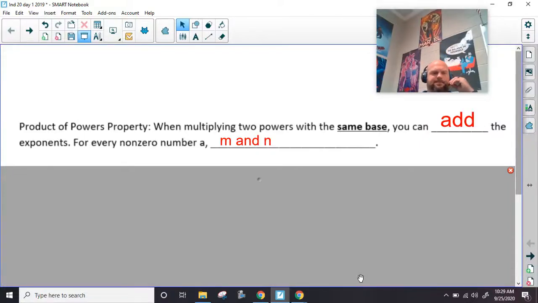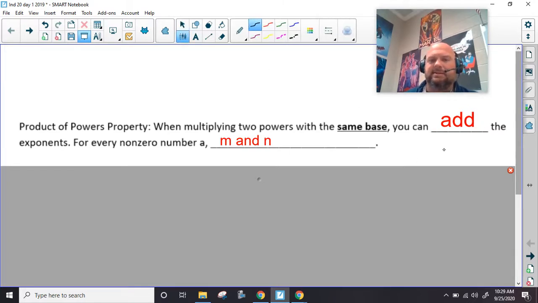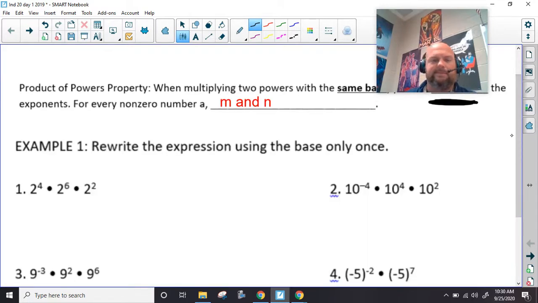All right, so today we're going to go over some properties of exponents. Basically, when you're multiplying two powers with the same base, that means the same big number, you can add the exponents for every non-zero a, m, and n. Don't worry about that part. This is the main thing you need to know, and I'll show you why.